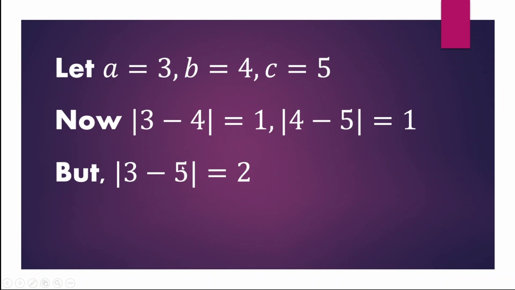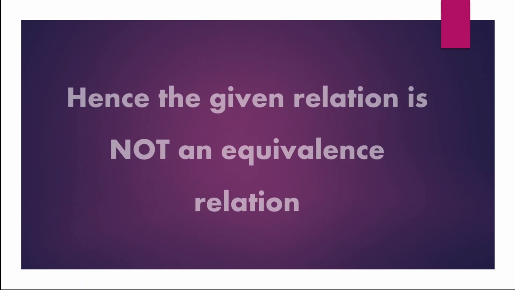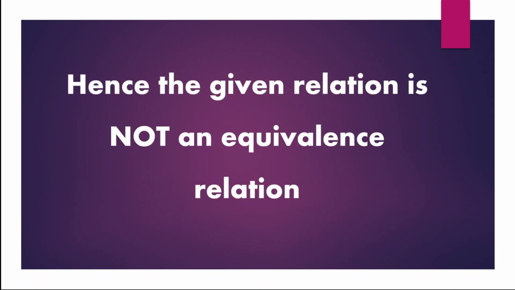That says the given relation is not transitive. Here 3 is related to 4, 4 is related to 5, but still 3 and 5 are not related. Therefore, the given relation is not transitive. So what's the conclusion? It is reflexive, it is symmetric, but still it is not transitive. Hence, the given relation is not an equivalence relation.